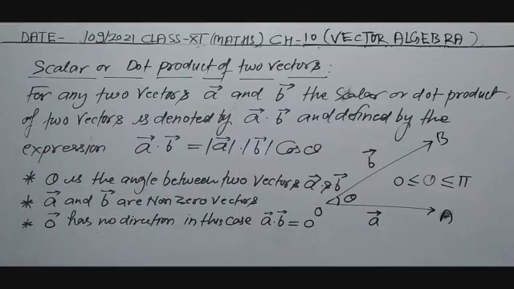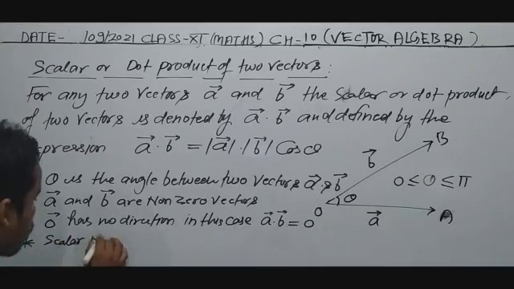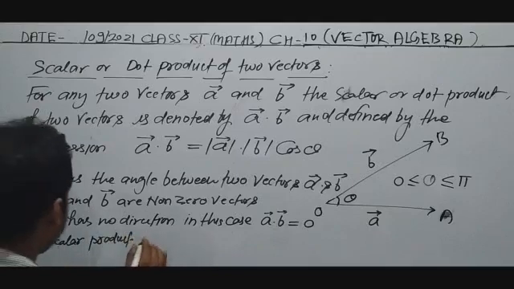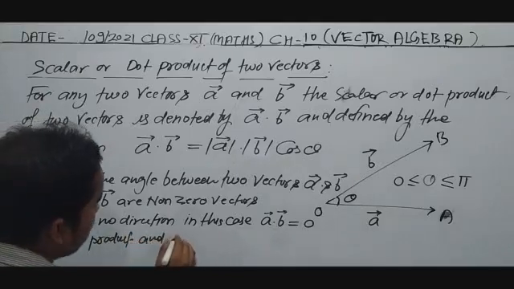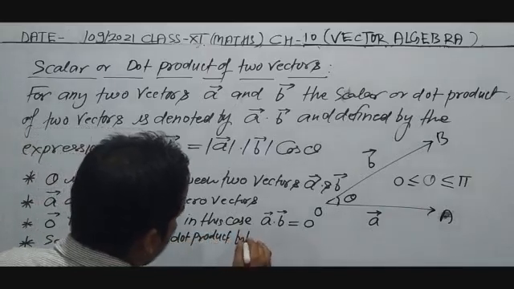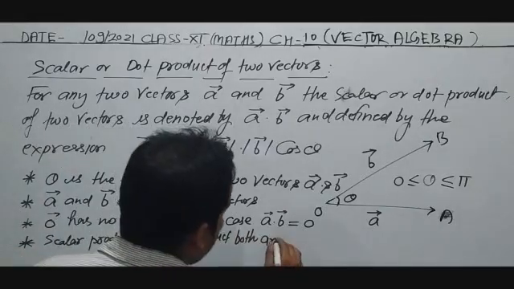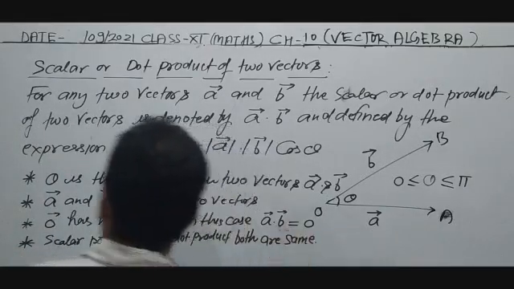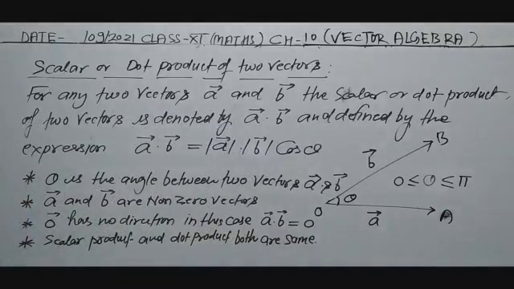Now come to the next point. The next point is that scalar product and dot product are both the same. This is the basic explanation of the scalar or dot product of two vectors.